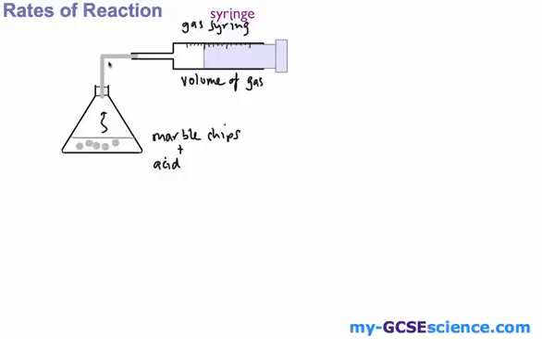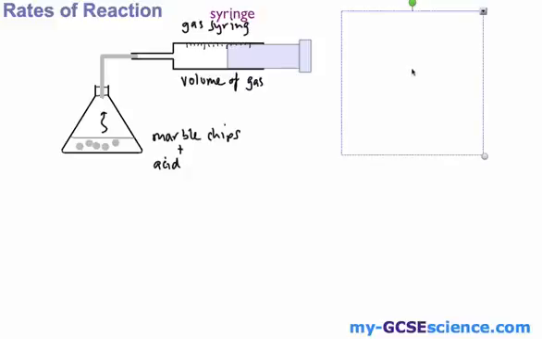So what happens is the gas comes up through this tube here into the gas syringe, and this will move back, and the volume of gas can be read off from the scale at the top there. So that's one way of measuring a chemical reaction. We're measuring the amount of product formed, which is the gas.